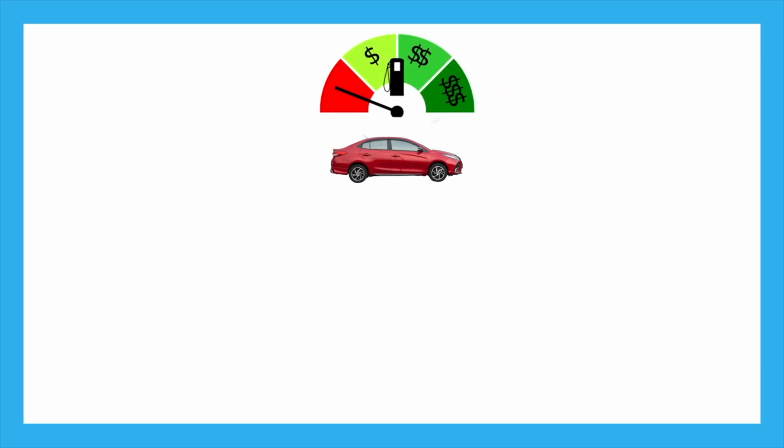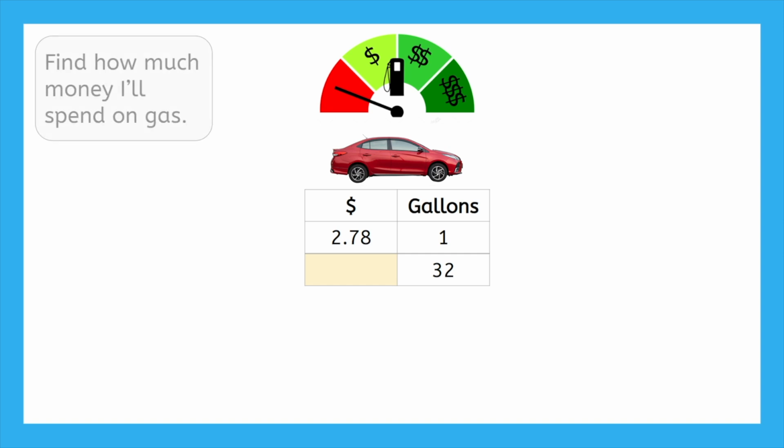Now we can predict how much money I'll spend on gas to travel between cities. In those regions, the average price of 1 gallon of gas is $2.78. I'm predicted to use 32 gallons of gas. Pause here to find how much money I'll spend on that amount of gas.